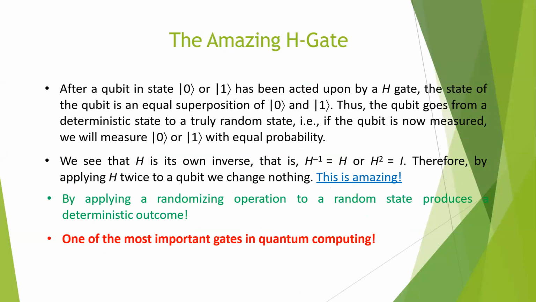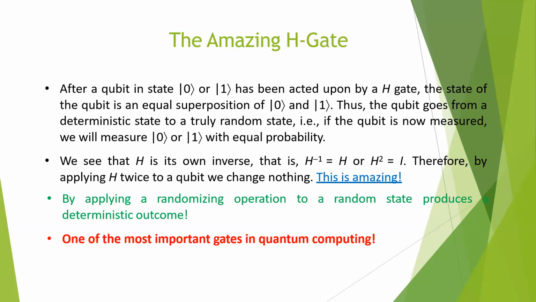After a qubit in state 0 or 1 has been acted upon by a Hadamard gate, the state of the qubit is in an equal superposition of 0 and 1. Thus, the qubit goes from a deterministic state to a truly random state. That is, if the qubit is now measured, we will measure 0 or 1 with equal probability. We see that Hadamard is its own inverse, that is, H inverse equals H, or H squared equals I. Therefore, applying Hadamard twice to a qubit changes nothing.